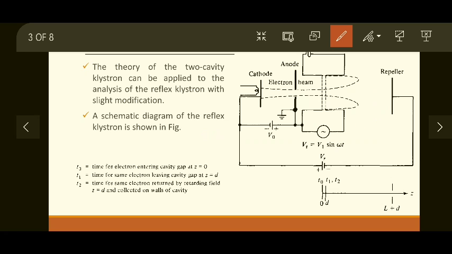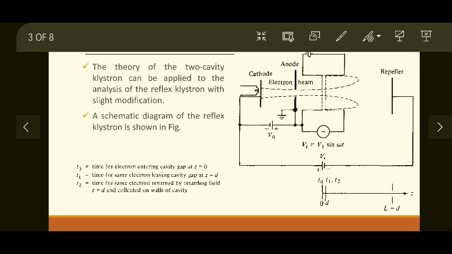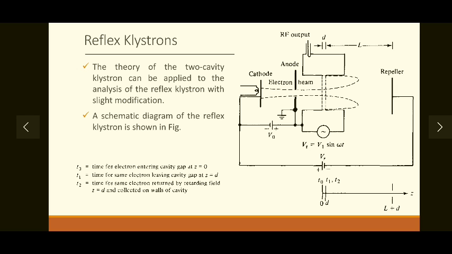First of all, what is the width of a cavity? As shown on the top of the diagram, the width of the cavity is d. The length between the cavity exit and the repeller is L. So the total distance traveled by the electron beam will be L plus d, obviously. Now the time span.